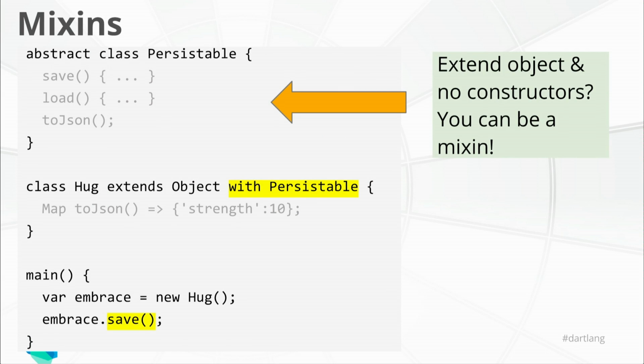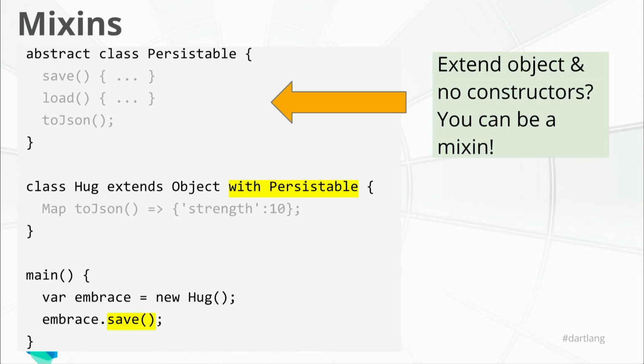Well, up top here, we have our abstract class persistable. In save and load, we define the behavior we want, the implementations and the dots there. We require that classes that implement persistable implement this toJSON method. Once they do that, save and load can use that method in order to implement their behavior. Down here in our Hug class, we're going to use the brand new keyword with to say that we want to mix in the behavior from persistable into our Hug class. And then you'll notice that we define that toJSON method, which is used by the other methods.